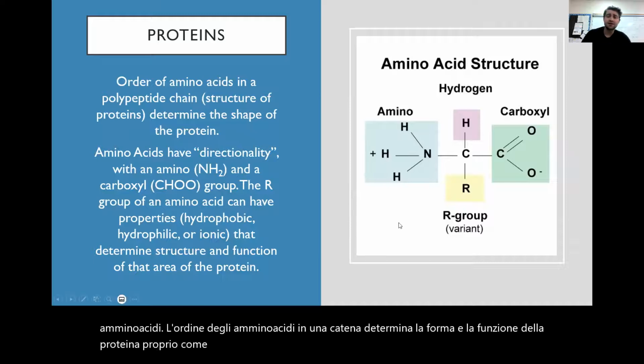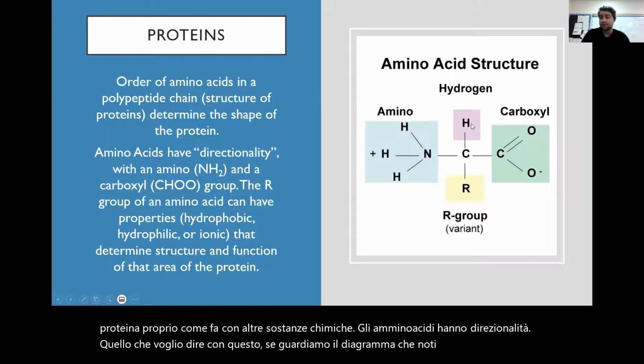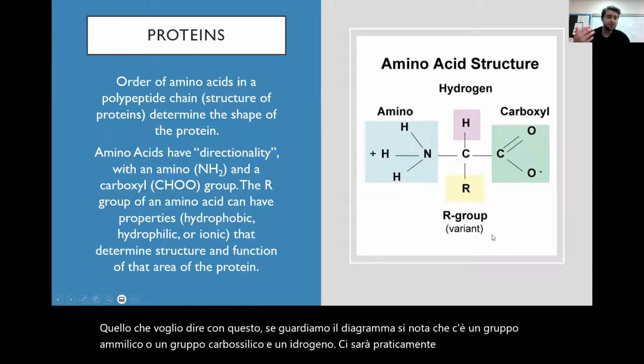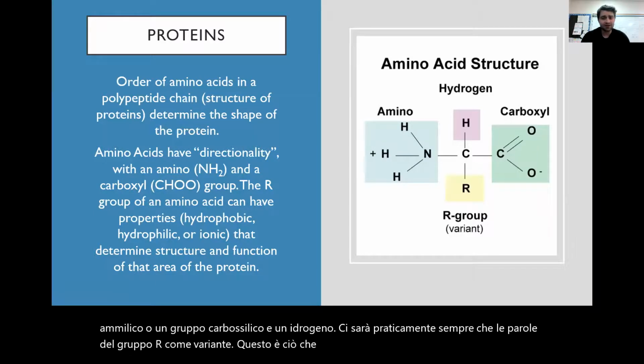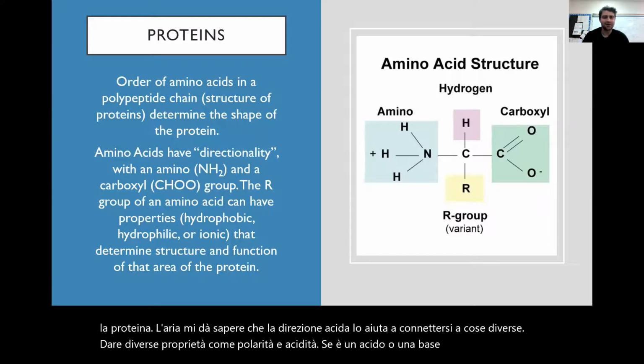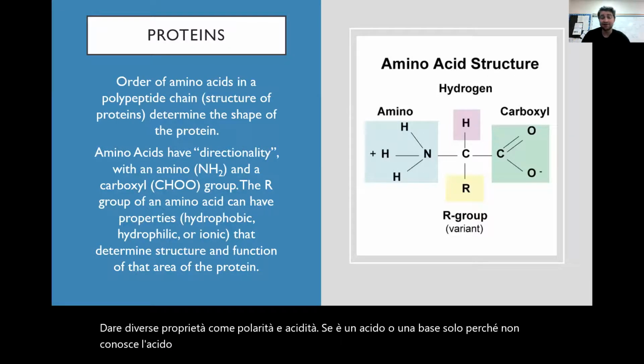What I mean by this, if we look at the diagram, you notice there's an amino group, a carboxyl group, and a hydrogen. There's pretty much always going to be that. The R group, where it says variant, that's what changes. So depending on what it is, it gives the amino acid direction, helps it connect to different things, and gives different properties like polarity and acidity, if it's an acid or a base. Just because it says amino acid does not mean they're all acids. In fact, most of the time, they're not acids.